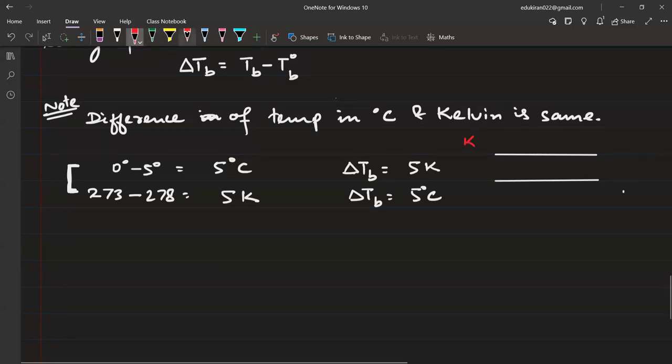This is Kelvin, and this one is degree Celsius. The difference is that Kelvin starts from 273, where here it is zero. Now, when the next number comes, suppose here it is 274, then the zero degree becomes one. This is 274 in Kelvin scale and this is one degree in Celsius scale.